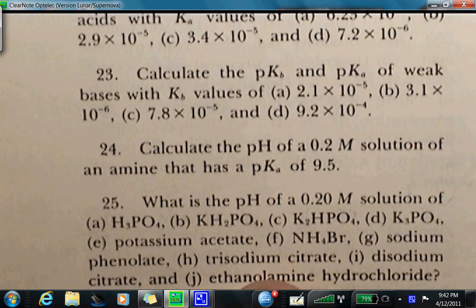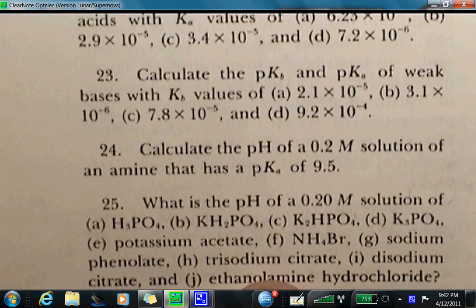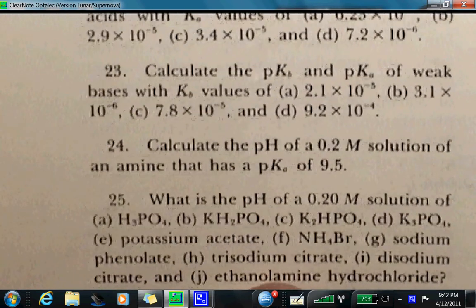Hi, this is a remake of problem 24 on page 92 of the Siegel book, and it says calculate the pH of a 0.2 molar solution of amine that has a pKa of 9.5. Okay, so this is a fairly easy question to answer, and I feel like the last time I said some things that were kind of confusing to people. So I'm going to try to say it a little bit clearer.